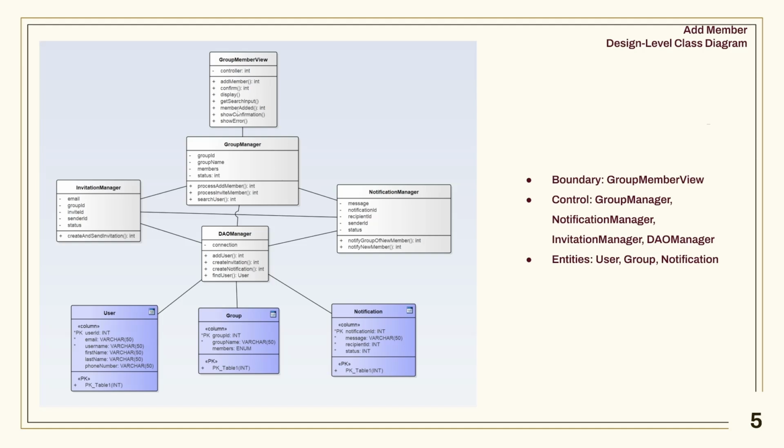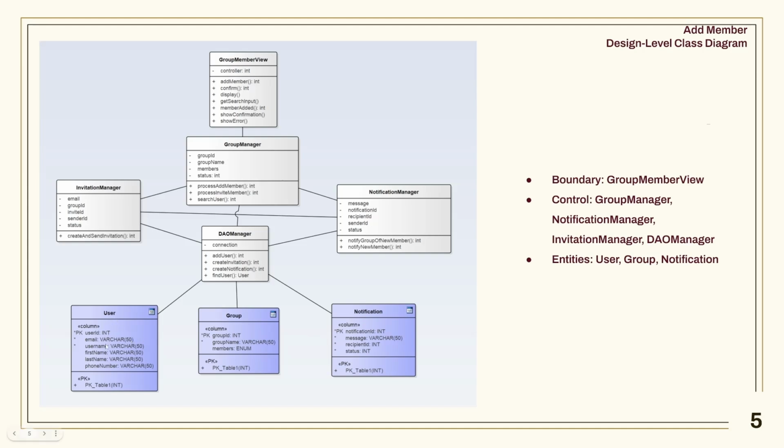So after the user confirms that they want to add that user, then the group manager will trigger the DAO manager. If it's an existing user, then it will just add that user to the database, and also it will trigger this method from the notification manager to notify the new member, and after that's successful, it will also notify all the members that this new user is created. The data access object manager has the ability to write on these tables for the database.